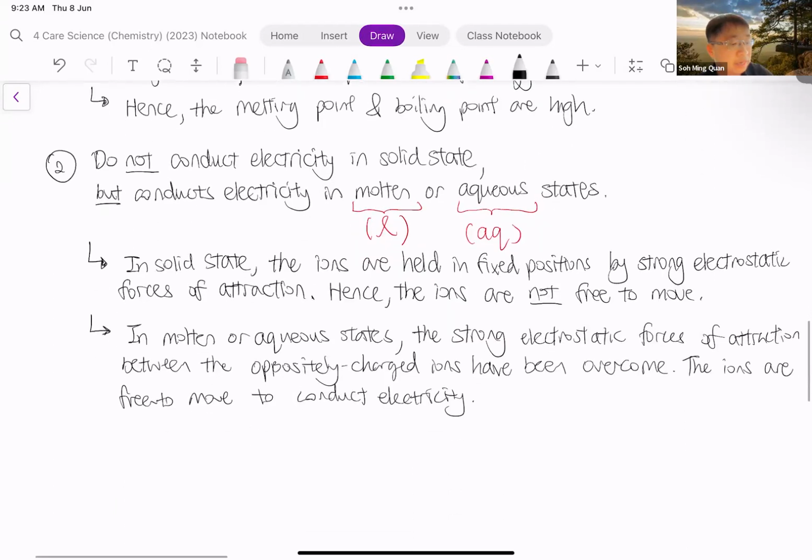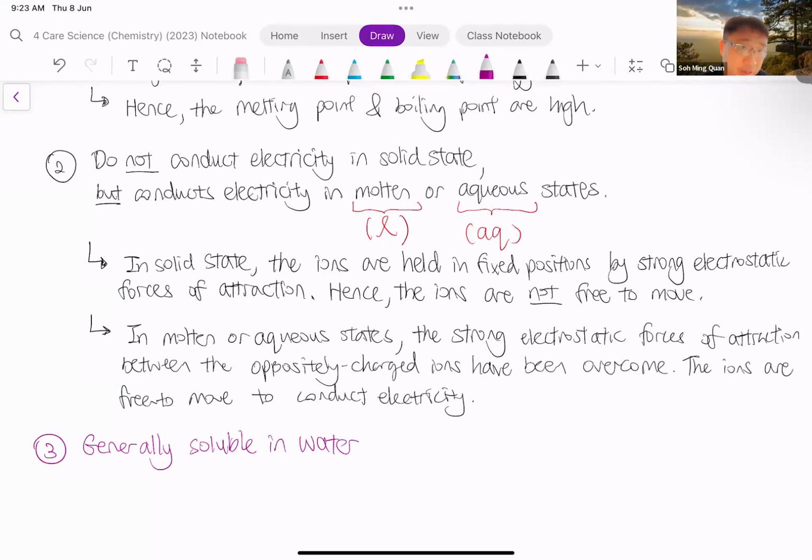All right. Now, there's one last physical property, but you don't have to explain this. You just need to know it. Ionic compounds generally are soluble in water, meaning generally most ionic compounds can dissolve in water. Okay, generally. This means that there are some exceptions. However, most ionic compounds are soluble in water.